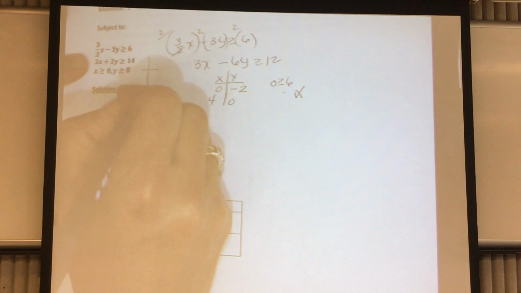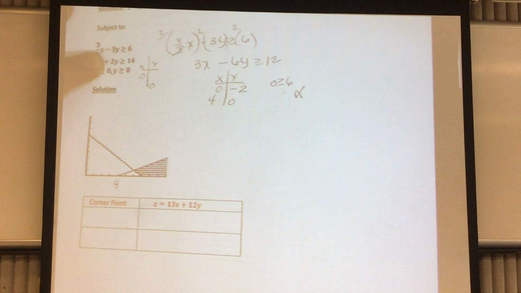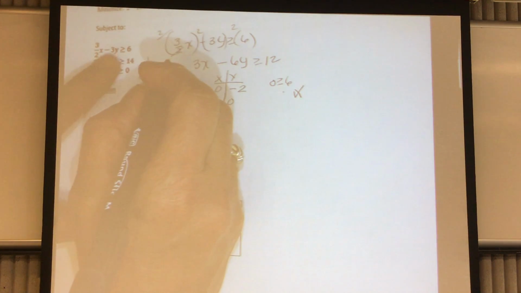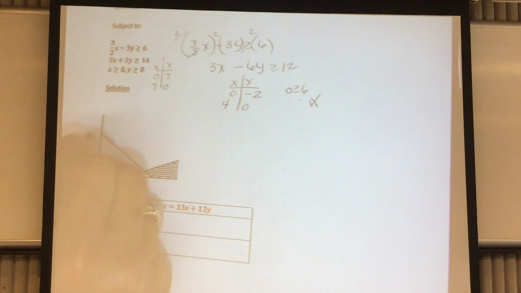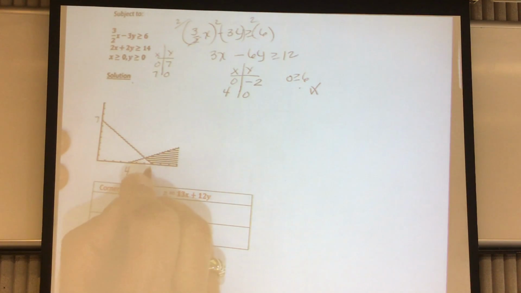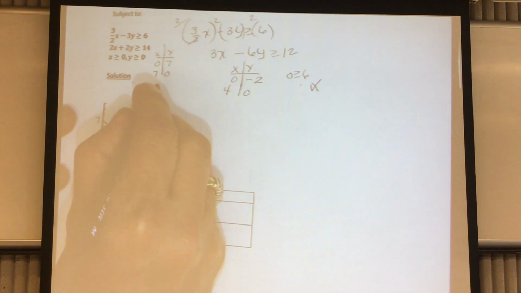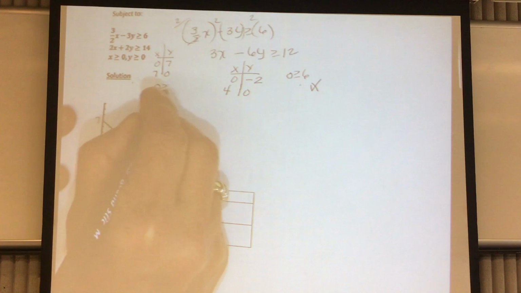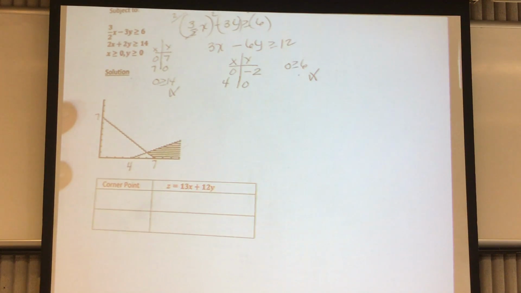Let's do the same thing to the second inequality. So again, when x is 0, you have 14 divided by 2, which is 7. And then the same thing when y is 0, you have 14 divided by 2, which is 7. So you have 0, 7 is there, 7, 0 is here, and that's that line. And then plug in a test point. 0 is greater than or equal to 14, which is not true. Therefore, you shade away from this test point of 0, 0.